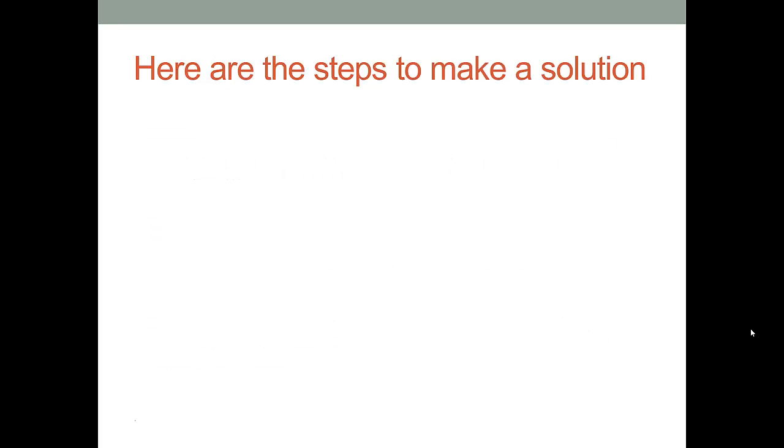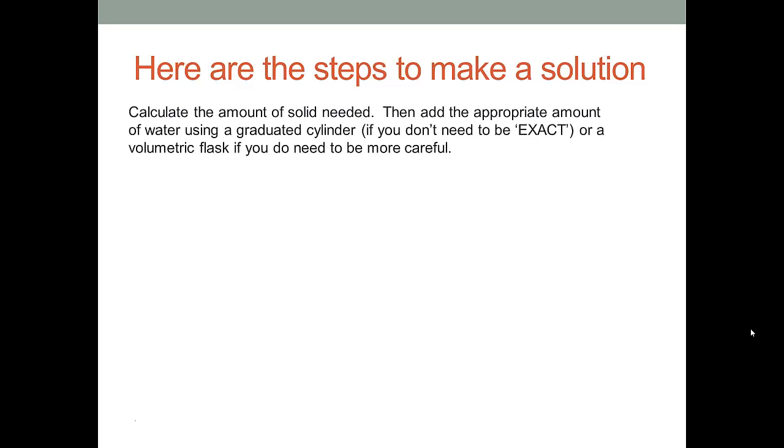So the steps to make this solution. The first thing you'll need to do is calculate the amount of solid needed. Then you're going to add that amount of solid into a container and then add the amount of water that you'll need to make the total volume with a graduated cylinder, or you can use a volumetric flask. For most cases in our class, we'll be using the graduated cylinder, but if you need something to be really exact, then you're going to want to use the volumetric flask.